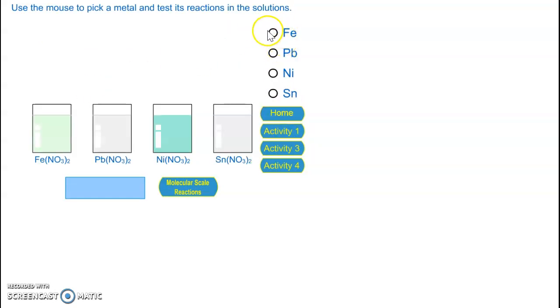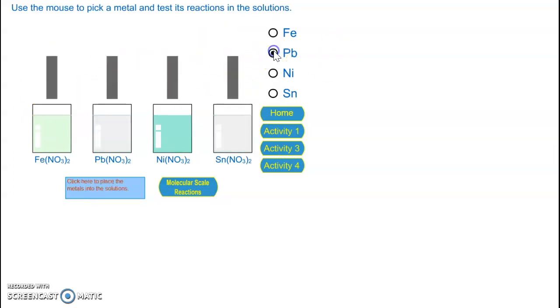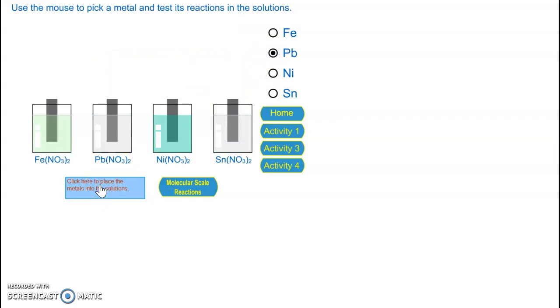Okay, so now let's look at activity 2. We're going to do the same thing again. I want you to write up a table for yourself. We're going to dip some iron into each of these solutions. We're going to let it react. Pull them out. Okay, record your observations here. I'm just going to crank through these so you can pause as needed.